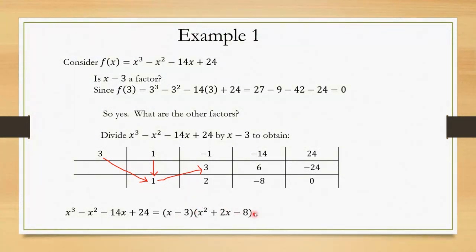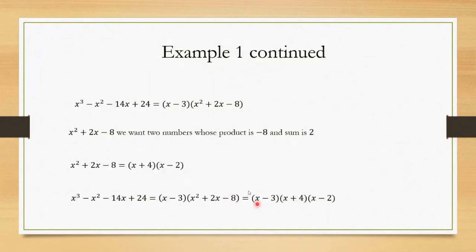Now, how would you get the remaining factors? Well, you would have to work with the quotient. The quotient's not that bad because it's a trinomial, it's degree 2, so we could just factor it like we've seen before. We can do that easily, right? Here, we want two numbers whose product is negative 8 and whose sum is 2. How about 4 and negative 2? Okay, so that works. So we get x plus 4 times x minus 2.